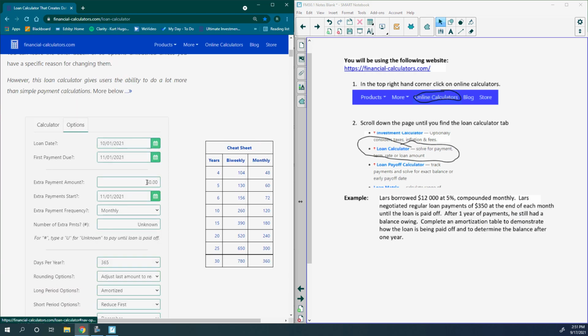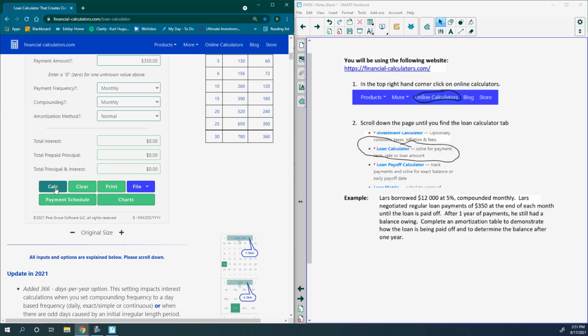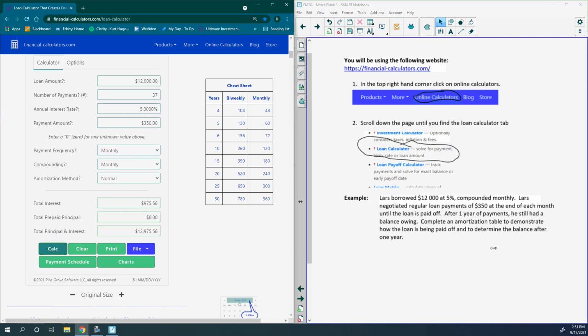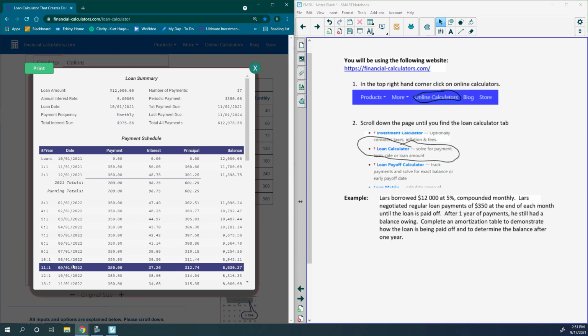The only other thing is to check the dates on the second page here. In my case, they're already a month apart, so I don't have to change any of those dates. Hit calculate. What pops up is the total interest paid and the total principal and interest, so how much you had to pay at the end. What we need to know is the balance after 1 year, so I need to use the amortization table. We get to that through this payment schedule. You click on that, and it's going to bring up the amortization table.